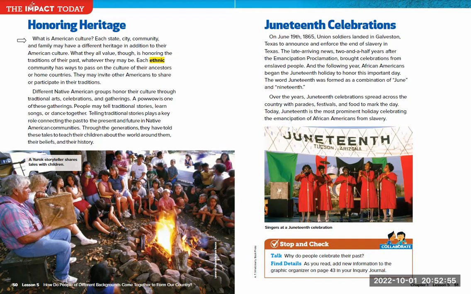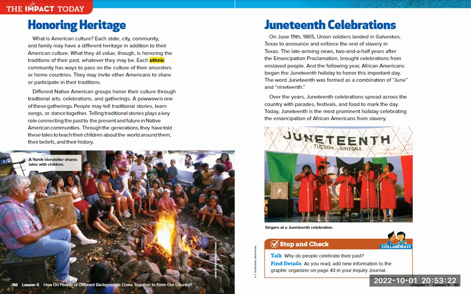The title for this part is called Honoring Heritage. We're going to read the caption for the photo after we're done with the reading. What is American culture? Each state, city, community, and family may have a different heritage in addition to their American culture. What they all value, though, is honoring the traditions of their past, whatever they may be.